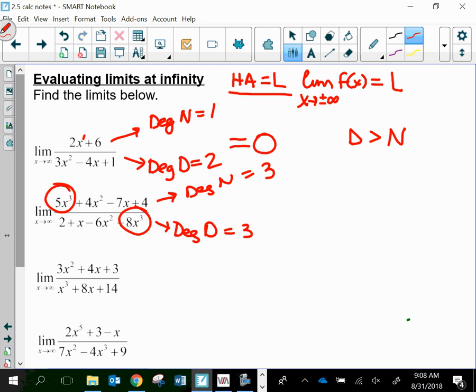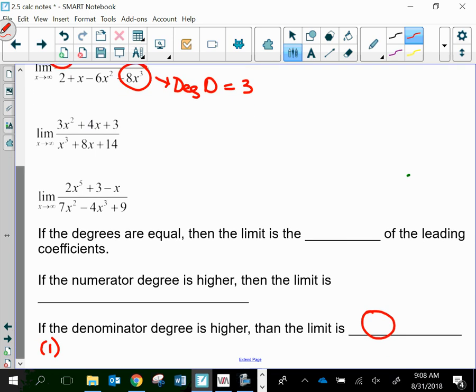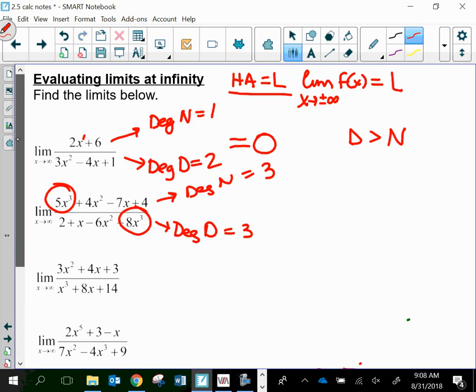What is it? Is this the ratio? Who's talking over there? Lauren. Okay. If the degrees are equal, then the limit is the ratio of the leading coefficients. So this is number 2. So what is this limit? 5/8. Don't forget, if it is appropriate, you grab the sign with it, the sign.